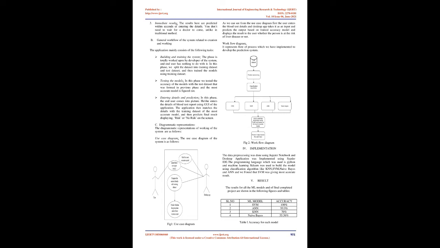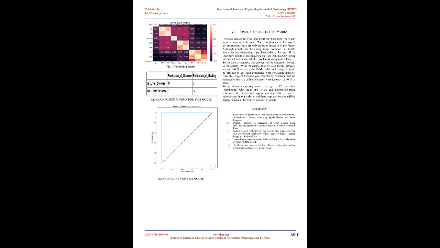Workflow diagram. It represents the flow of the process which we have implemented to develop the prediction system. Building and training the system. This phase is totally worked upon by the developer of the system, and the end user has nothing to do with it. In this phase, we split the dataset into a training dataset and a test dataset, and then train the models using the training dataset. Testing the models. In this phase we tested the accuracy of the models with the test dataset that was formed in the previous phase, and the most accurate model is figured out.